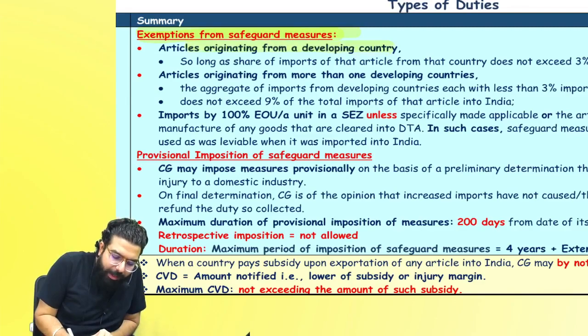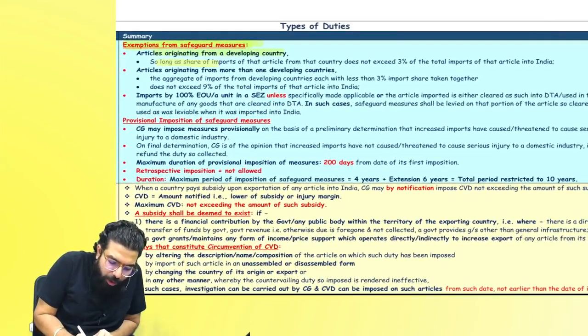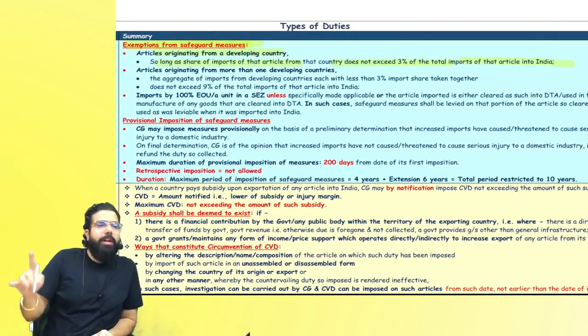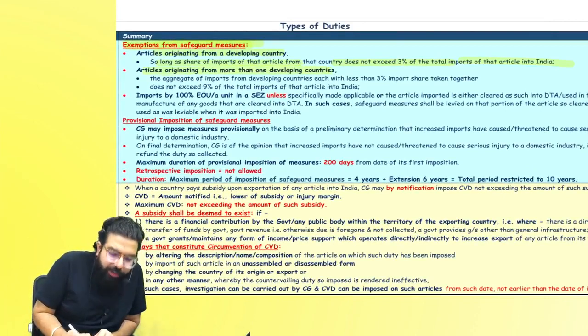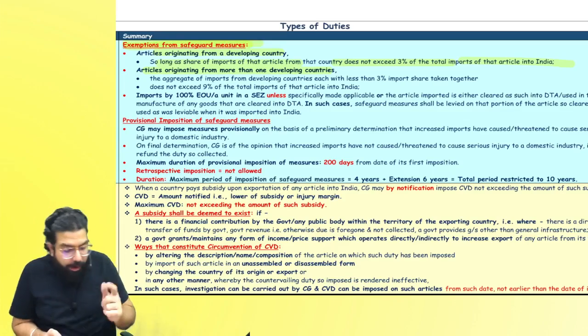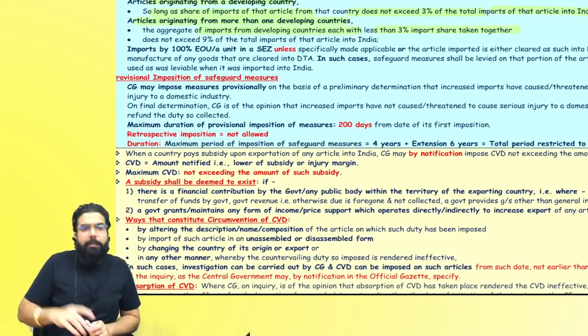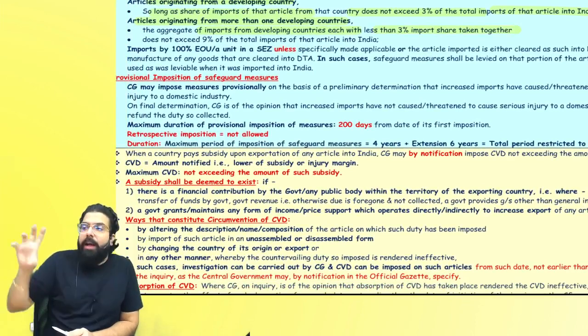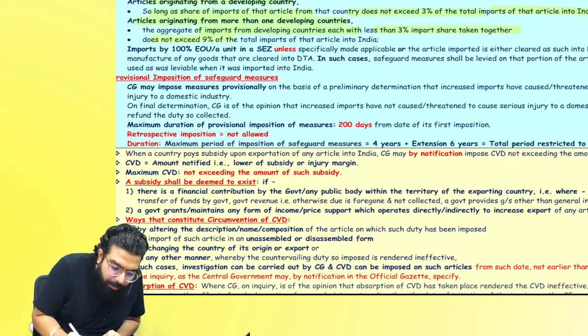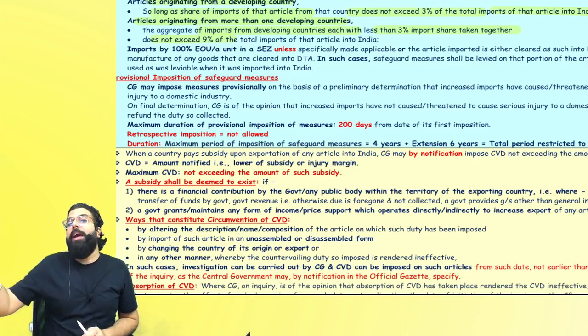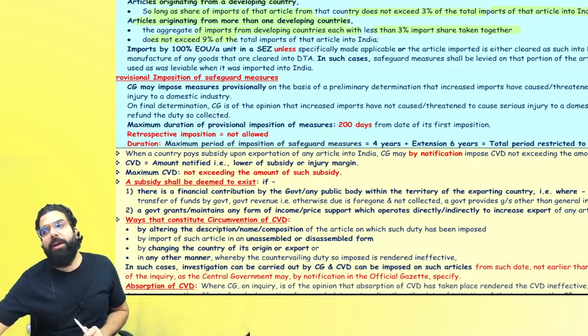So they are telling, for an article originating from a developing country, so long as the share of that article does not exceed 3% of the total import of that article. If the article is originating from more than one developing country, then the aggregate of imports with less than 3%, meaning all the countries with less than 3% and total not exceeding 9%, then all of them will be exempted. Remember, developing country less than 3, total up to 9.